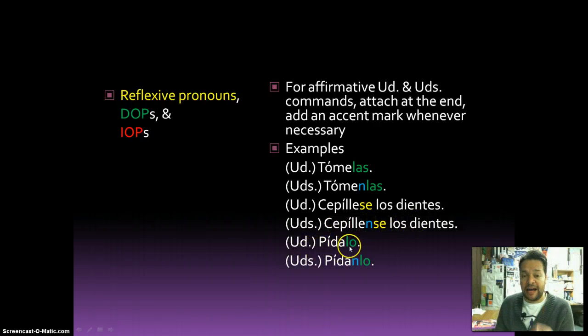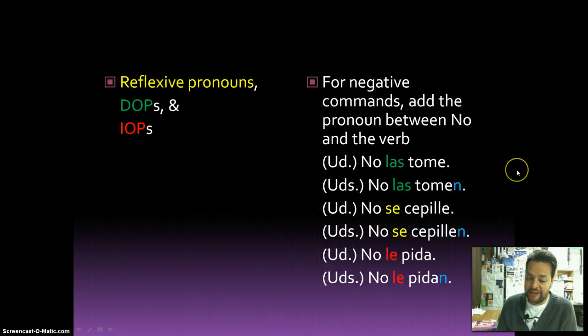Usted, pídalo. Ask for it. All of you guys, pídanlo. All of you ask for it. All right? Now, if they're negative commands, these same reflexive pronouns, direct object pronouns, and indirect object pronouns, they go between your word no and the command word.